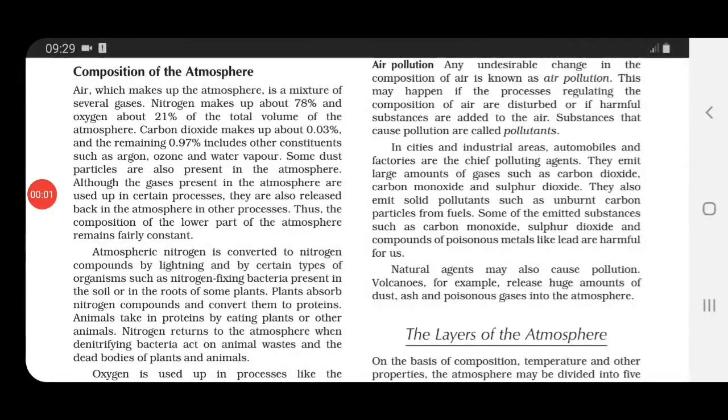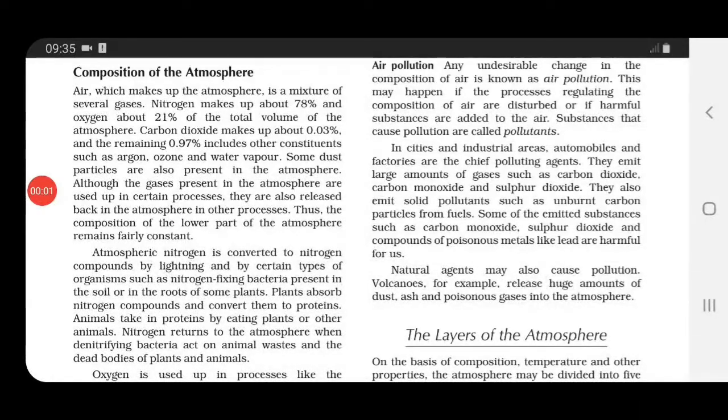Here children, they have given you an example of atmospheric nitrogen. See, that atmospheric nitrogen, it gets converted to nitrogen compounds. How? By lightning and by certain types of organisms. Which organisms? Organisms such as nitrogen fixing bacteria, which is present in the soil, okay, or it is present in the roots of some plants. Now what happens is plants absorb nitrogen compounds and convert them to proteins. Plants जो है वो क्या करते हैं? वो absorb करते हैं nitrogen compounds को, okay, from the soil or from the roots, okay, and then they convert it into proteins.